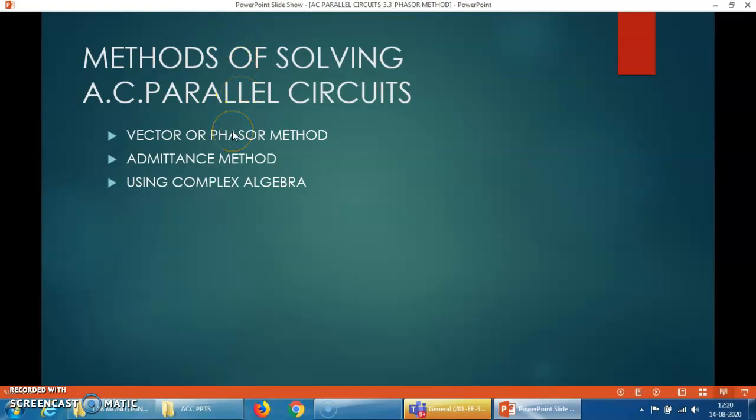The first method is the vector or phasor method. The second method is the admittance method. And the third method is the complex algebra method. Today I will discuss the vector or phasor method. Okay, how to solve the AC parallel circuit by using the vector method.